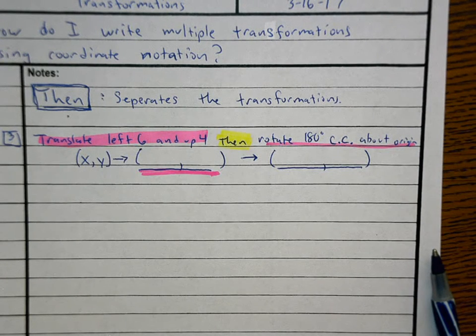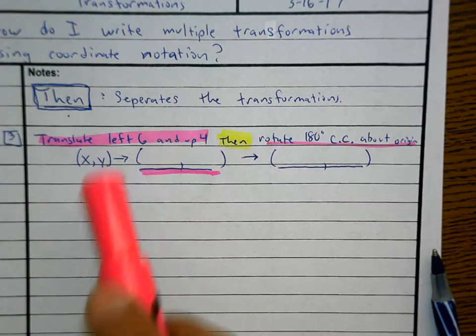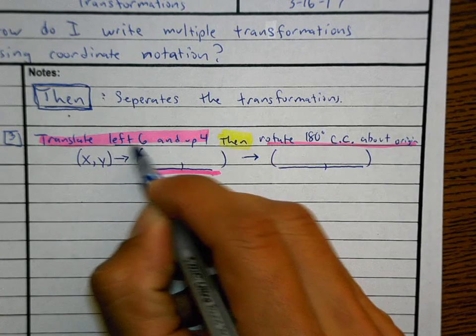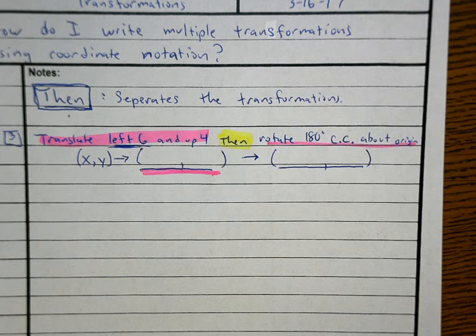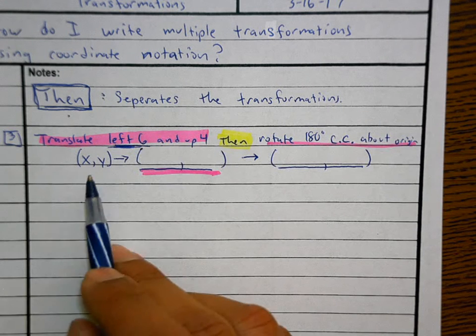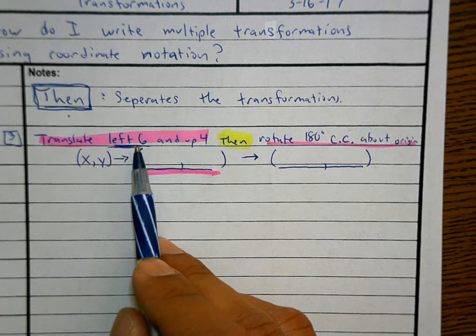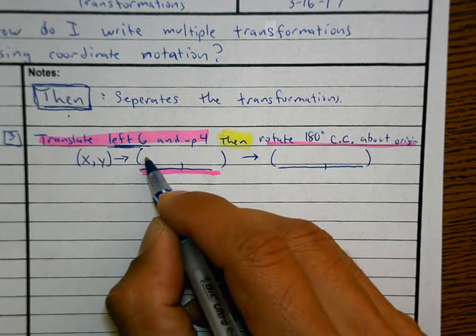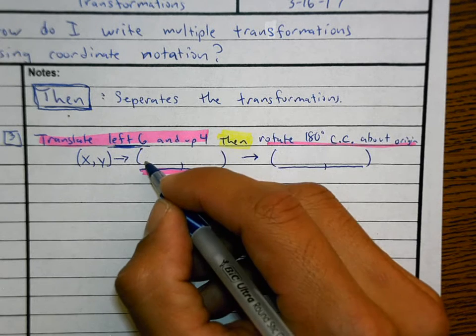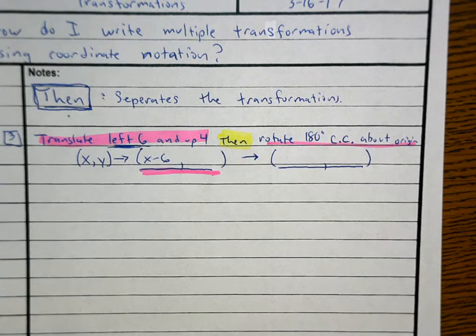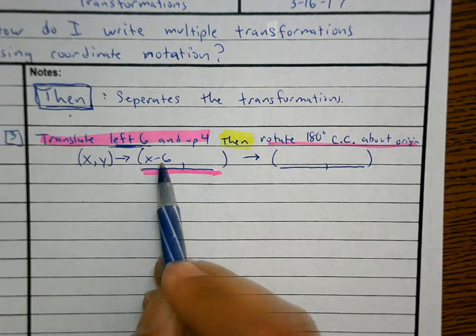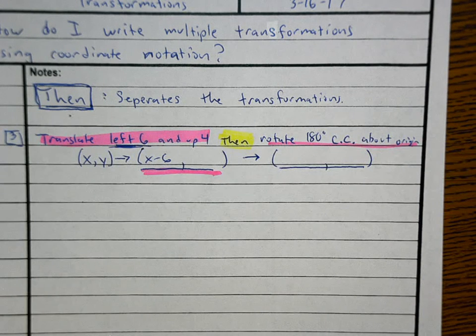It's kind of hard to see, but it says translate left 6 and up 4. When something goes left 6, does that affect your x or your y? X. If it affects my x, do I add 6 or subtract 6? Subtract 6. So my first answer here is going to be x minus 6, because it goes left 6, I subtract 6 from my x.